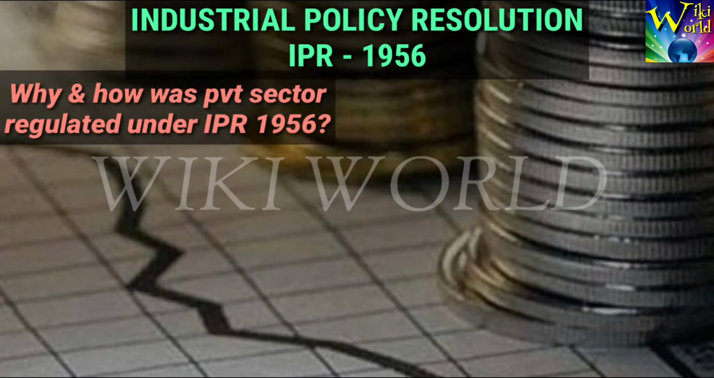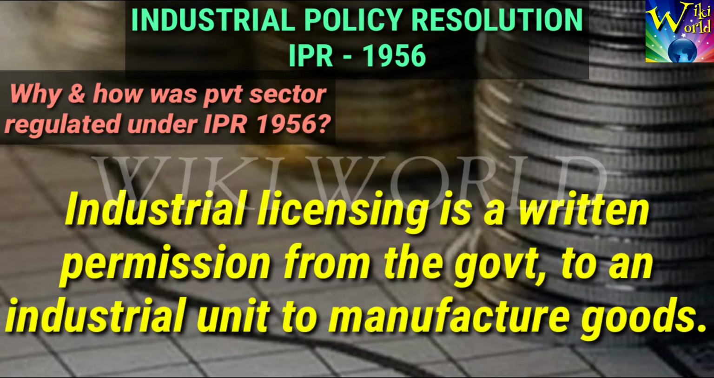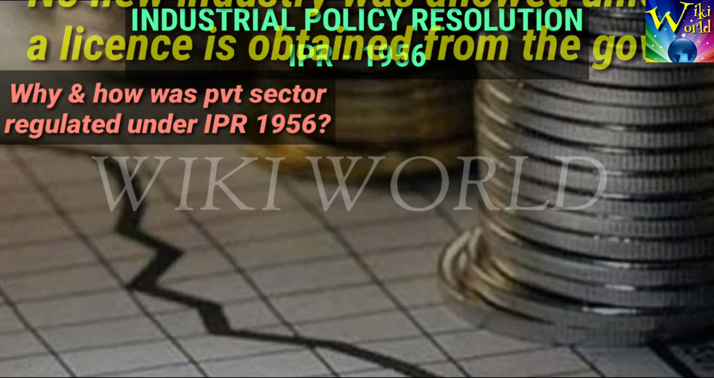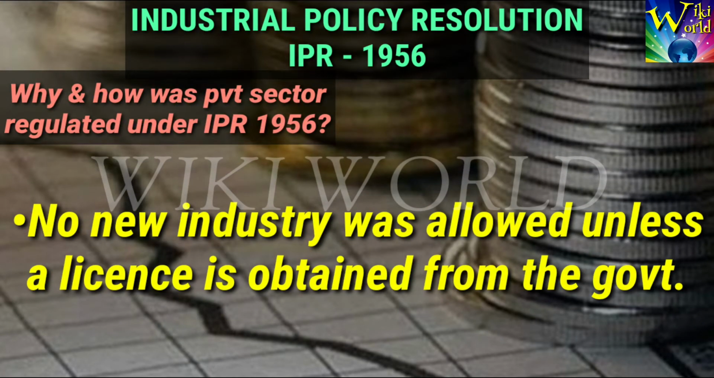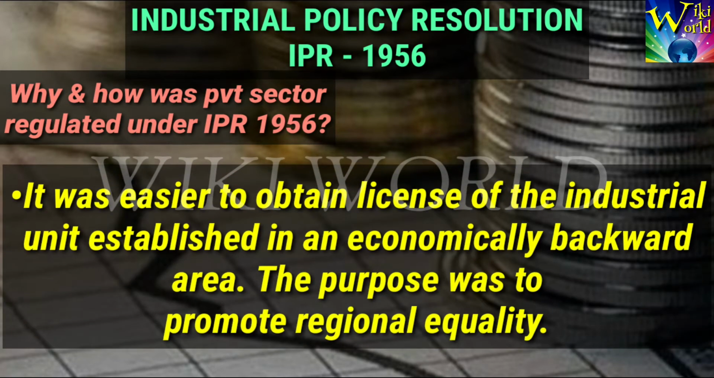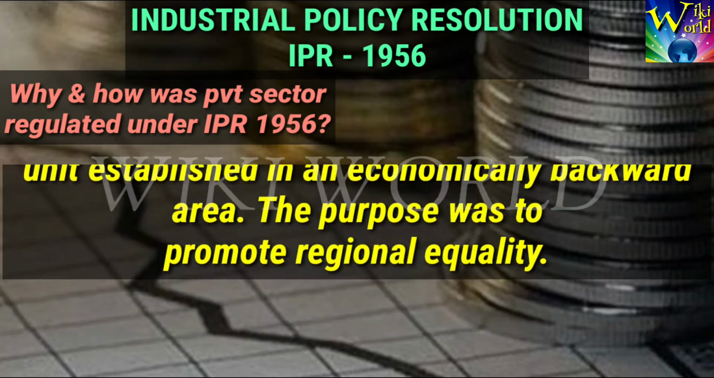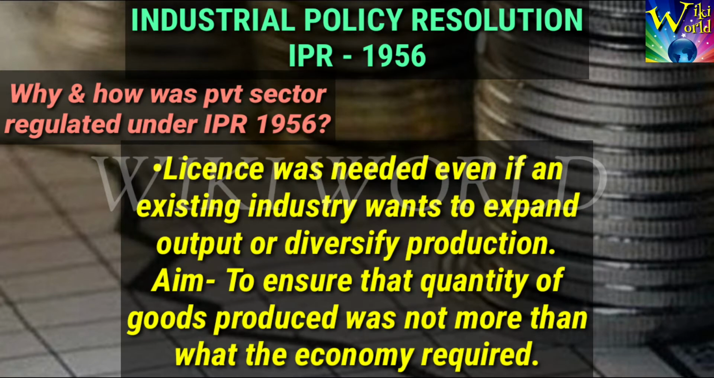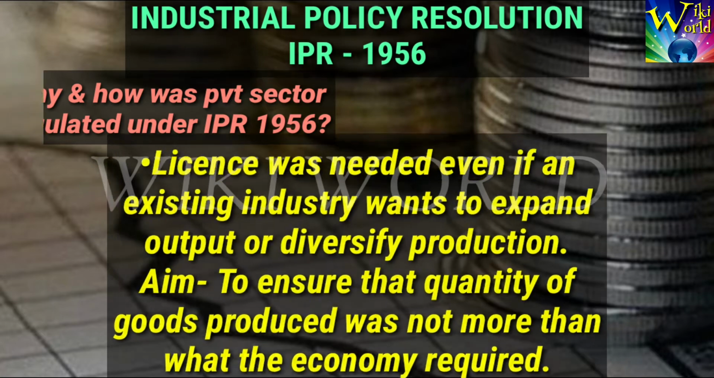Why and how was the private sector regulated under IPR 1956? Industrial licensing is a written permission from the government to an industrial unit to manufacture goods. No new industry was allowed unless a license was obtained from the government. It was easier to obtain a license for an industrial unit established in an economically backward area. The purpose was to promote regional equality. A license was needed even if an existing industry wanted to expand output or diversify production. The aim was to ensure the quantity of goods produced was not more than what the economy required.